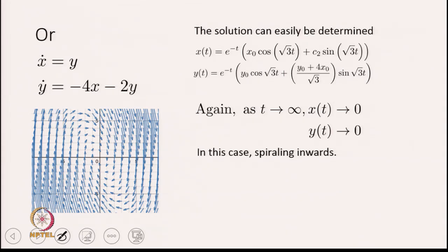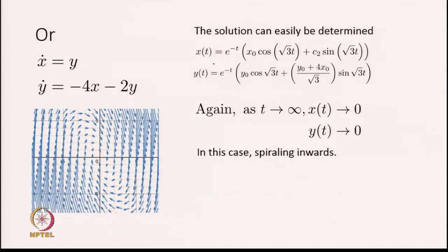Now, if you looked at another system, and here I have chosen it differently, x dot is equal to y and y dot is equal to minus 4x minus 2y, analysis will show you that this is a stable spiral, and again the solutions are not too difficult to determine. Here are the solutions for you.